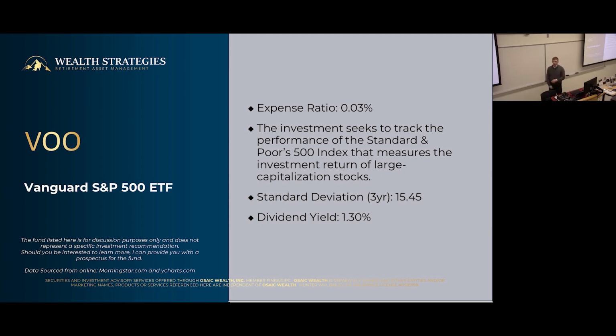So we'll see a standard deviation here of a little bit higher than that balanced fund, 15.45%. That can sometimes be a little bit higher. It can sometimes be a little bit lower.